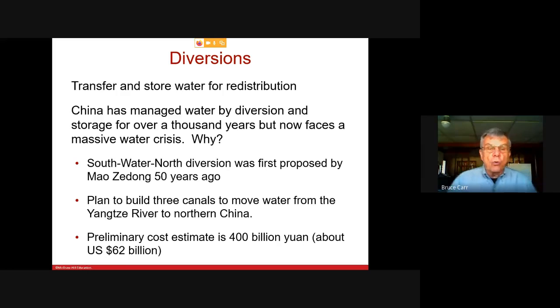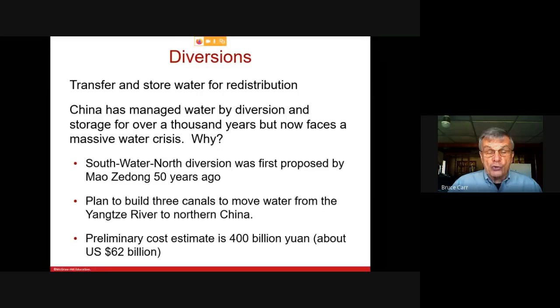Diversions of water are age old. China has managed water for well over 1,000 years, back in the dynasties that preceded the modern day. They diverted and impounded water in that eastern area. That's why their massive agriculture gave support to such large populations. That particular pattern was adequate as long as you had, in those days, China was a very populous area, but the water was abundant compared to the population.